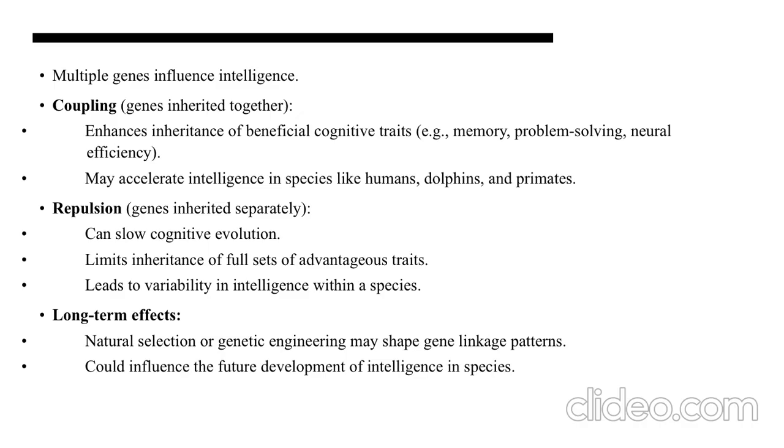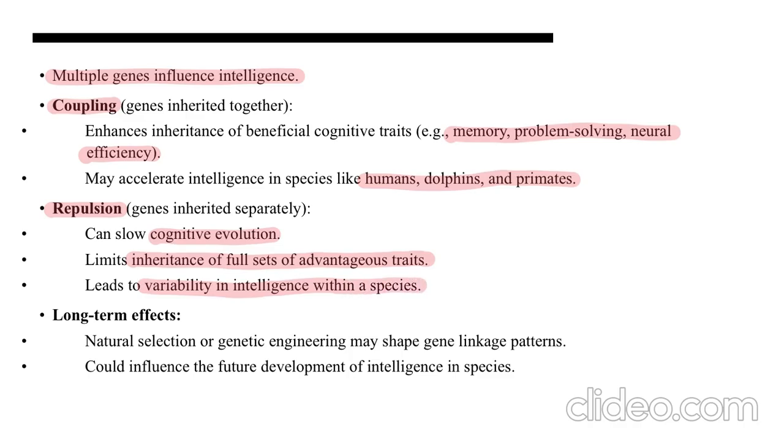Since intelligence is influenced by multiple genes, whether these genes are inherited together, which is in the case of coupling, or separately, which is in the case of repulsion, can impact cognitive evolution. In the case of coupling, beneficial cognitive traits such as enhanced memory, problem solving, and neural efficiency are passed on together, which potentially accelerates intelligence in species like humans, dolphins, and primates. On the other hand, repulsion can slow down cognitive evolution by preventing the inheritance of full sets of advantageous traits, which leads to variability in intelligence within a species.